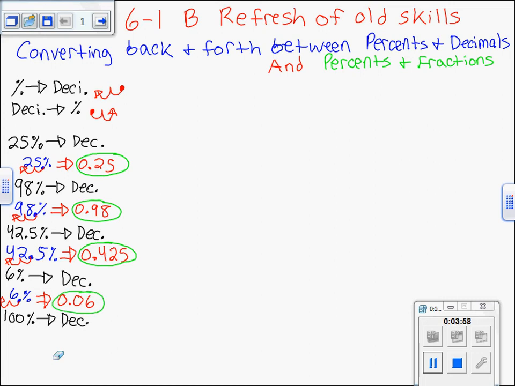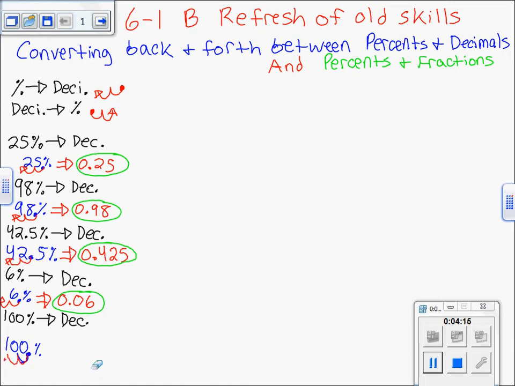All right, let's try 100%. If we have 100%, and this is the same for anything over 100%, the decimal, if there's no mentioning of it, is at the very end. So now move it twice. 1, that's supposed to be red.